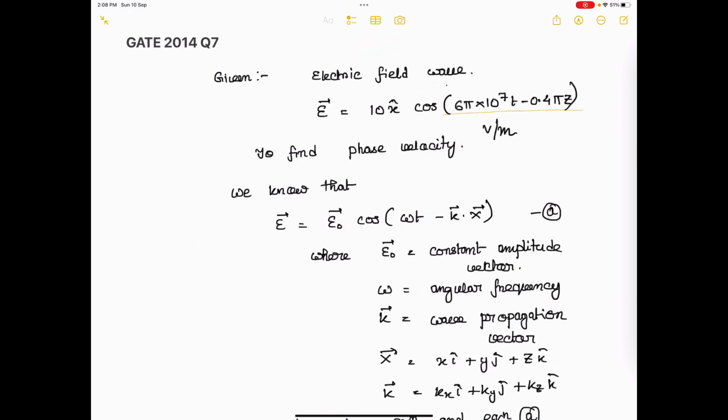So the electric field of the wave is given as E is equal to 10 x cap, which is nothing but E naught vector, and it's the cosine term, the argument of the phase. So cos(6 pi into 10 to the power 7 t minus 0.4 pi z) volts per meter. This is given in the question. What we need to find out is the phase velocity of this particular wave.